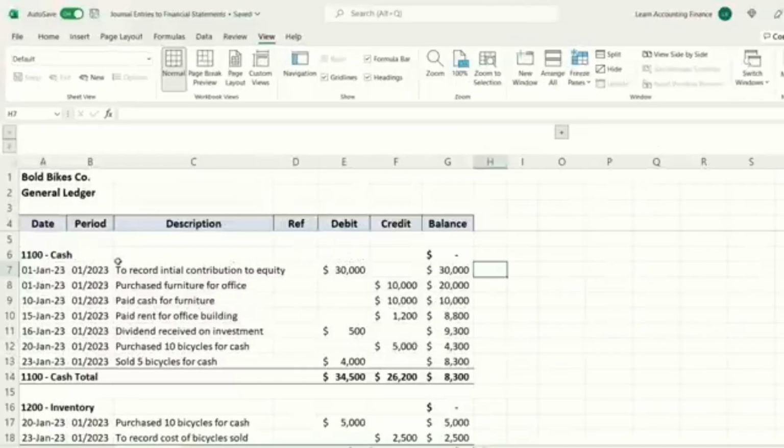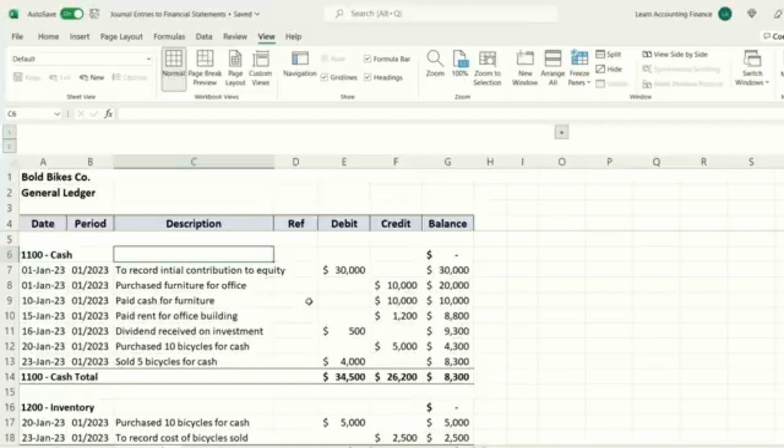So as you can see, each account will have an account number. In the case of cash, for example, we have the account number 1100. It may be different for each company, each organization. There's usually some logic applied when assigning account numbers. They're usually in a sequence. For example, it may start with the current assets, so account numbers for current assets first, then non-current assets, then liabilities and equity. In this case, you can see that for cash, the account number is 1100.